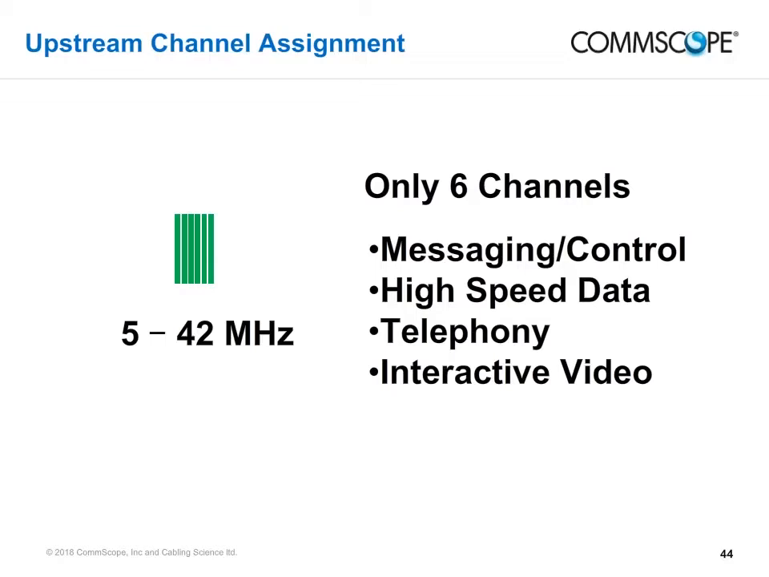History is the reason for this difference. Cable's first product was one-way video television. With this product, the only information that was required back from the subscriber was simple control and maintenance messages. In this environment, the 6 upstream channels could easily be shared by all services.